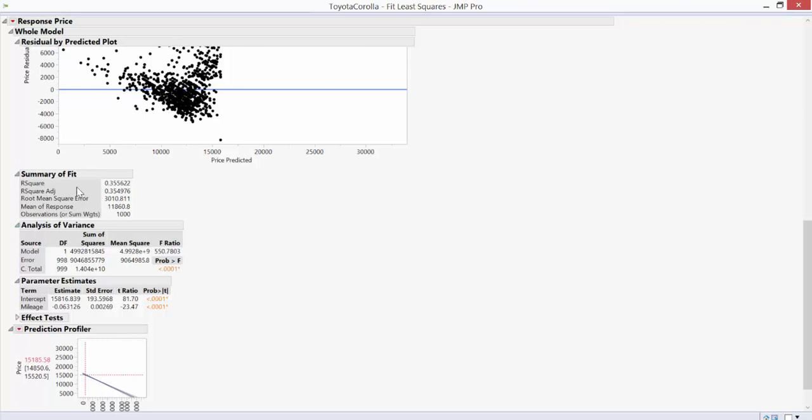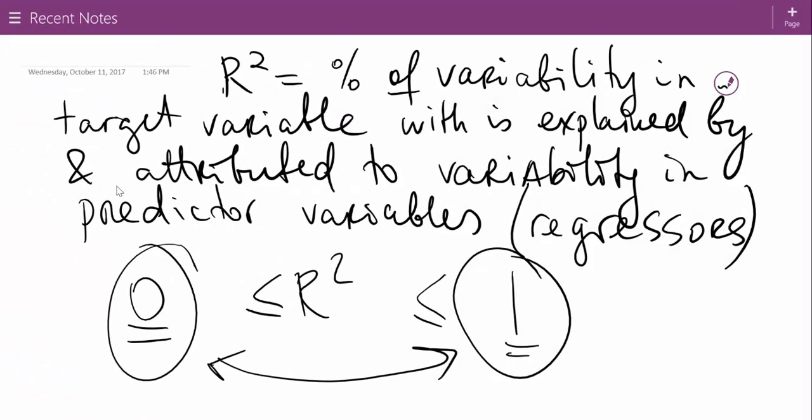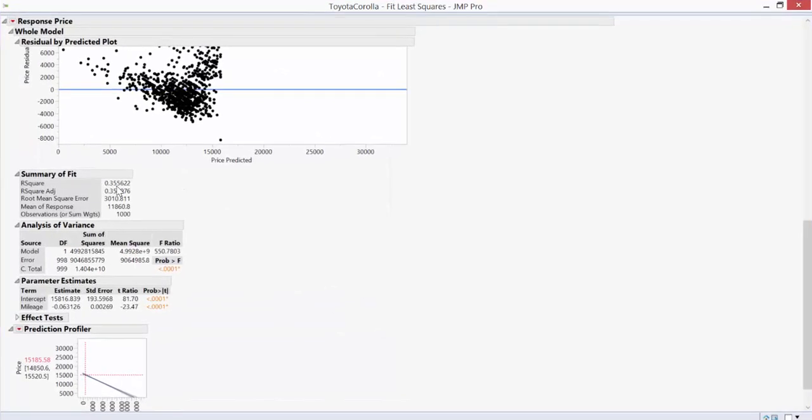Okay, so our model, where can I find R squared? Right here, in the summary of fit, okay? R squared in my model is 0.3556. So how do I interpret that number? Here's the interpretation, verbal, okay? I mean, here is the formal interpretation. Percent of the variability in target explained by and predicted by the variability in the predictors, okay? That's obscure.